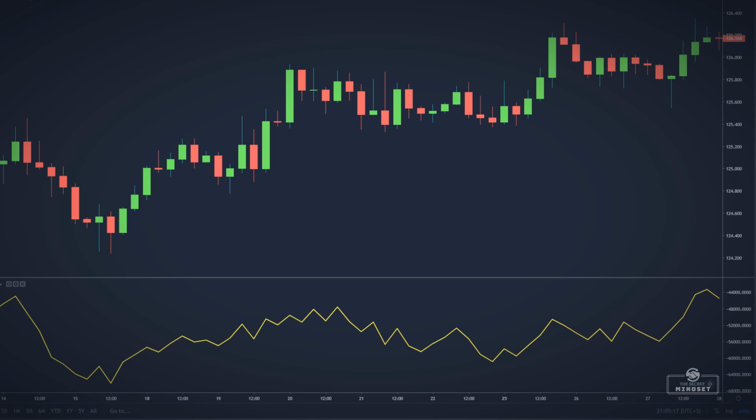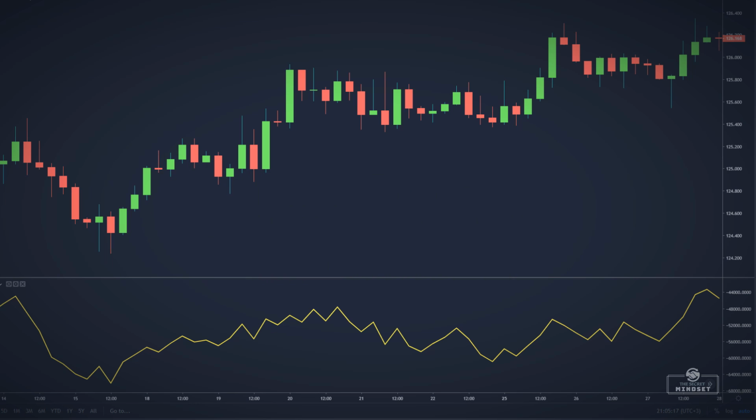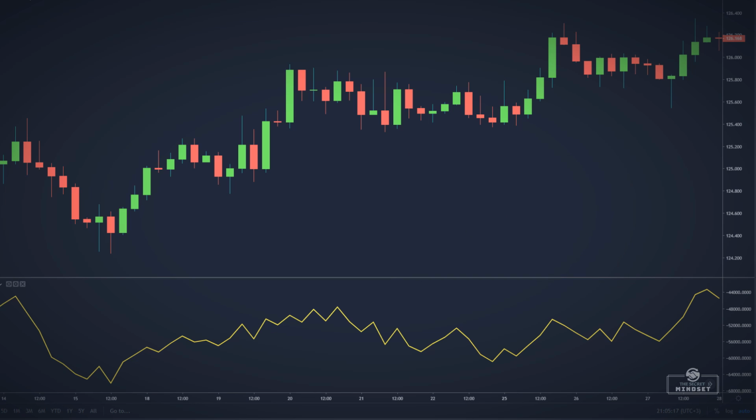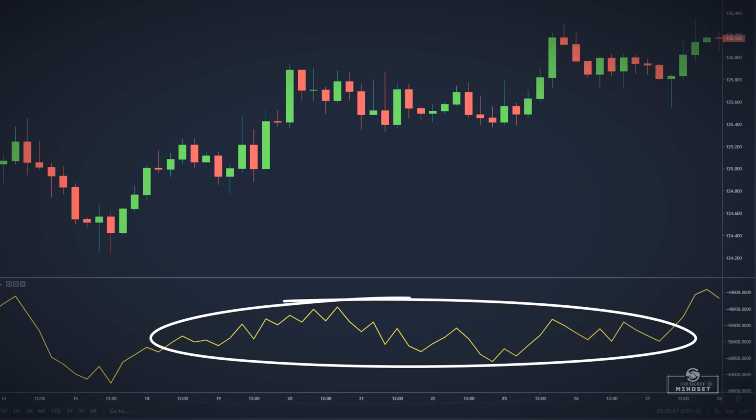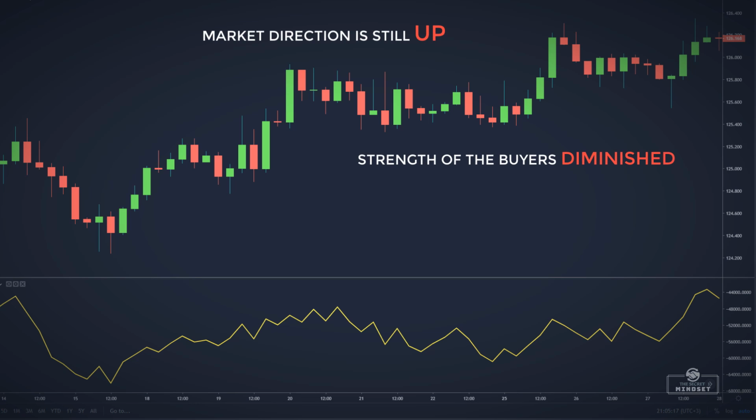The second pattern involves the price making higher highs and higher lows, but the OBV direction is sideways. This translates into a moderate uptrend. So, if in the previous case the price was making consecutive highs and lows and the OBV also increased, this time the OBV runs sideways. This isn't necessarily bad, it means that the market direction is still up, but the strength of the buyers diminished and more sellers entered the market.